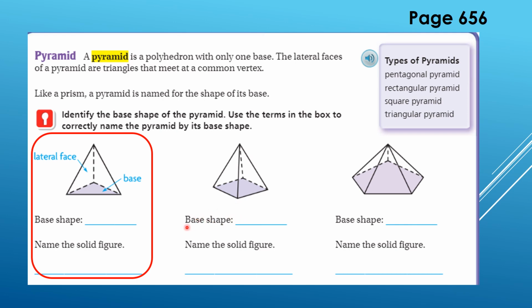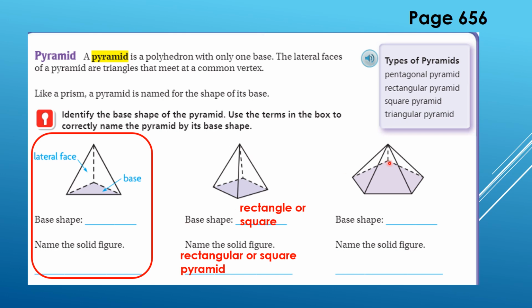Let's try to do this one. Who can help me? Excellent. The shape is rectangle or square, doesn't matter. It could be rectangle or square because we're not sure about the sides. For me, I can see it's a square, but maybe other students can see it's a rectangle. Anyway, both names are correct. Now, what's the name of the solid figure? Rectangular or square pyramid. Excellent.